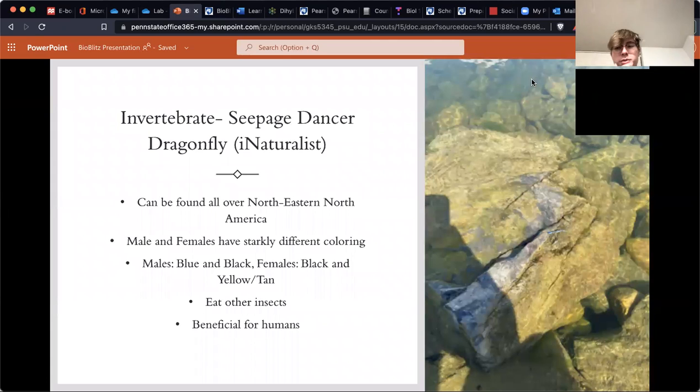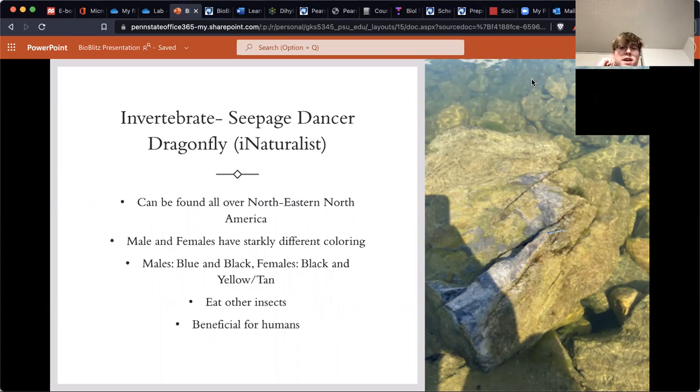The second creature we identified was an invertebrate, the seepage dancer dragonfly, using the iNaturalist app. We found this dragonfly at the Arboretum on a sunny day, and it was about 70 degrees. These dragonflies can be found all over northeastern North America.